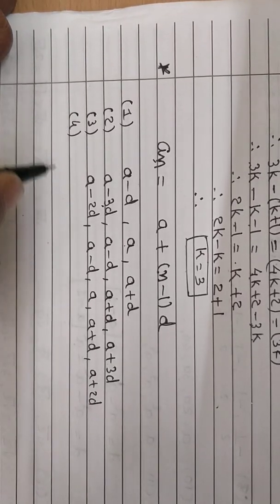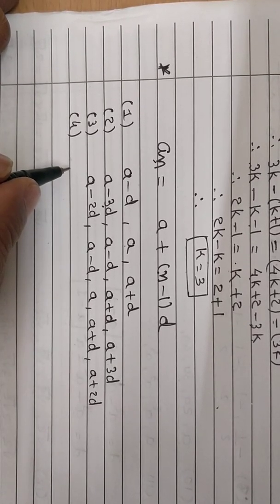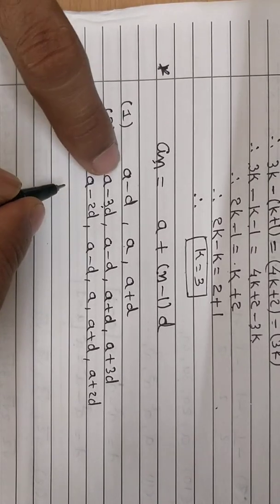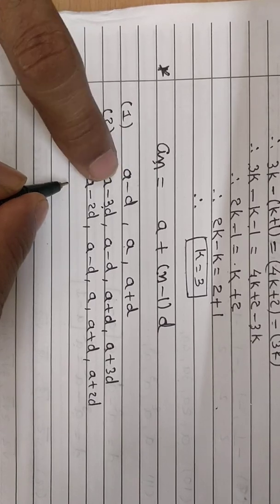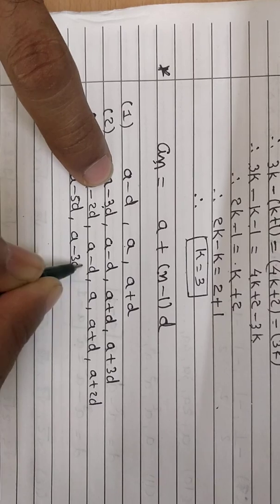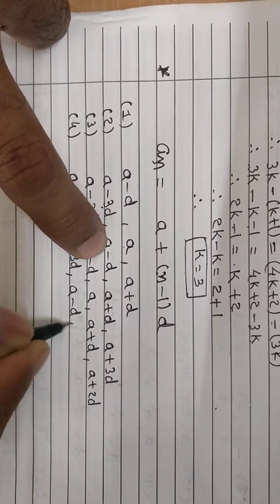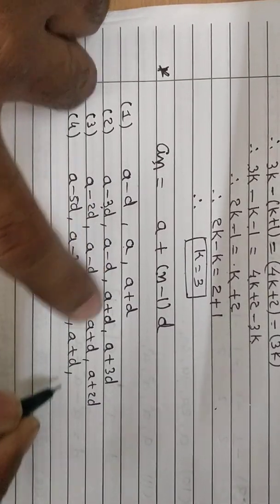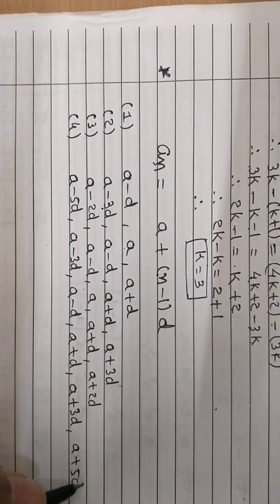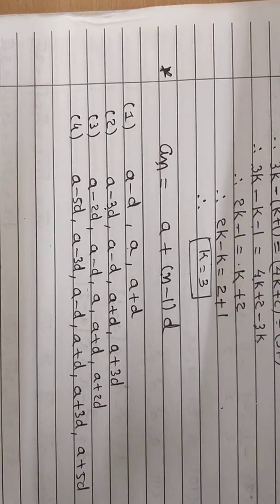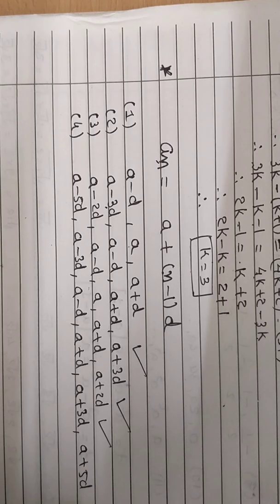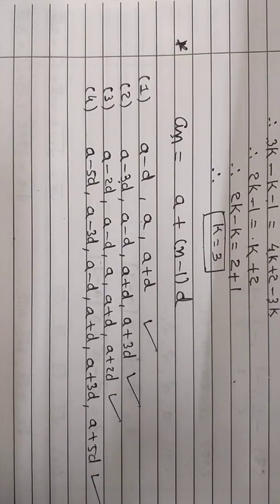And suppose 6 terms are to be found. At that time I will subtract 2d from this: a minus 5d, a minus 3d, a minus d, a plus d, a plus 3d, and next is a plus 5d. So these are the forms for 3 terms, 4 terms, 5 terms, and 6 terms in an AP. Okay.